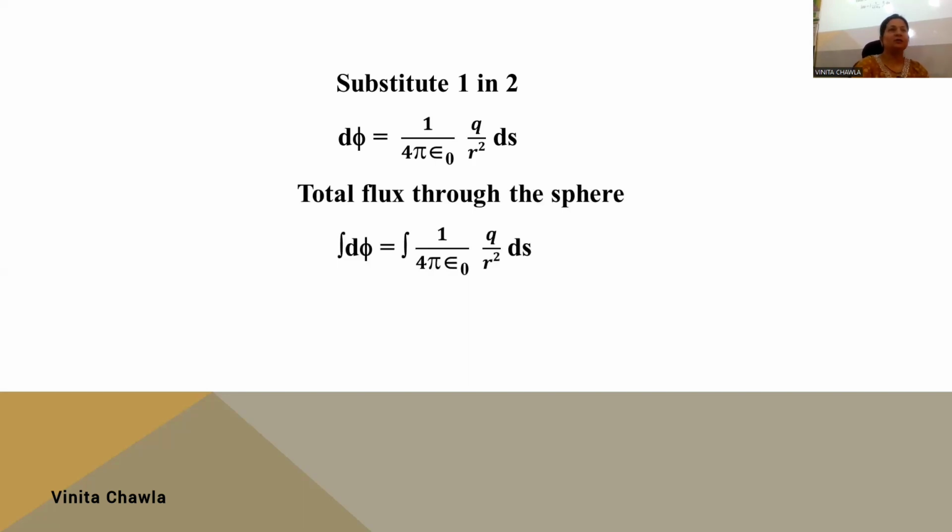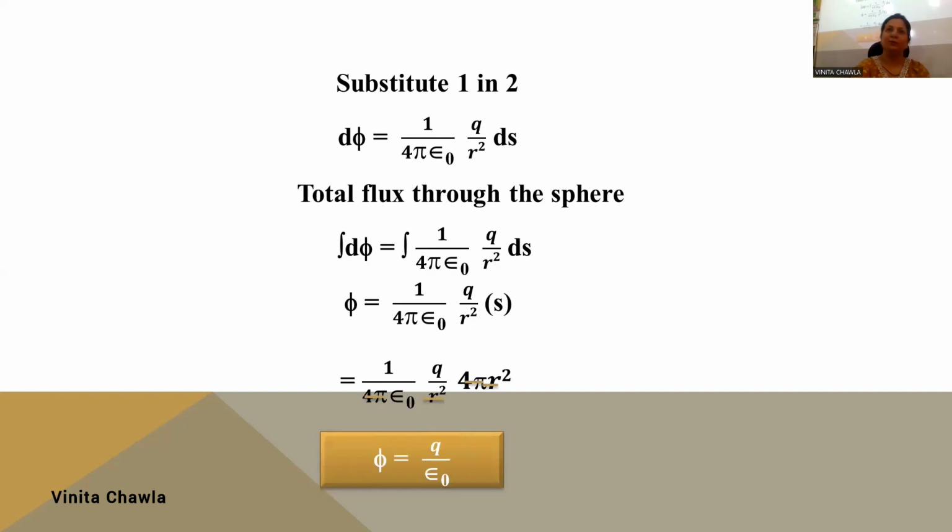All the quantities are constant here, right? And ds on integration gives the area of the sphere, the spherical shell. It's 4 pi r square. Now we will cut it. 4 pi cancels, r square cancels, and we are left with q upon epsilon naught only.